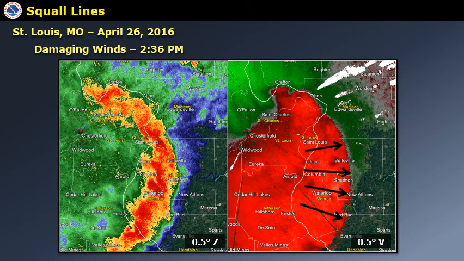If we advance just a little bit later in time, we see that as the storm moves farther east into portions of Illinois, the winds appear stronger. In fact, they more than likely never really weakened. Again, this is one thing to consider when interrogating radial velocity.